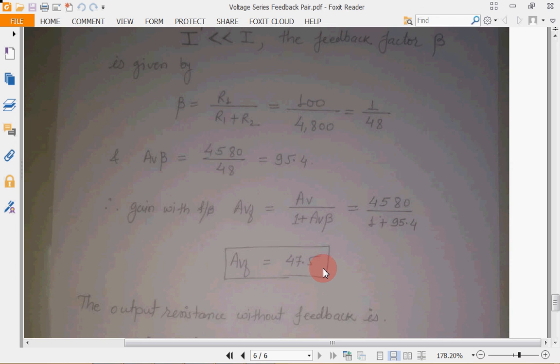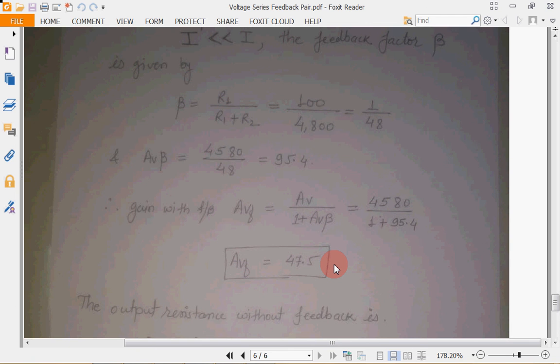So you can see the open loop gain was very large. The open loop gain was around 4580, and after applying the negative feedback the gain has reduced to 47.5. That is the effect of negative feedback here. We know that negative feedback reduces the gain, that is proved here. Now let us find out the output resistance with feedback and without feedback. Similarly the input resistance with feedback and without feedback.